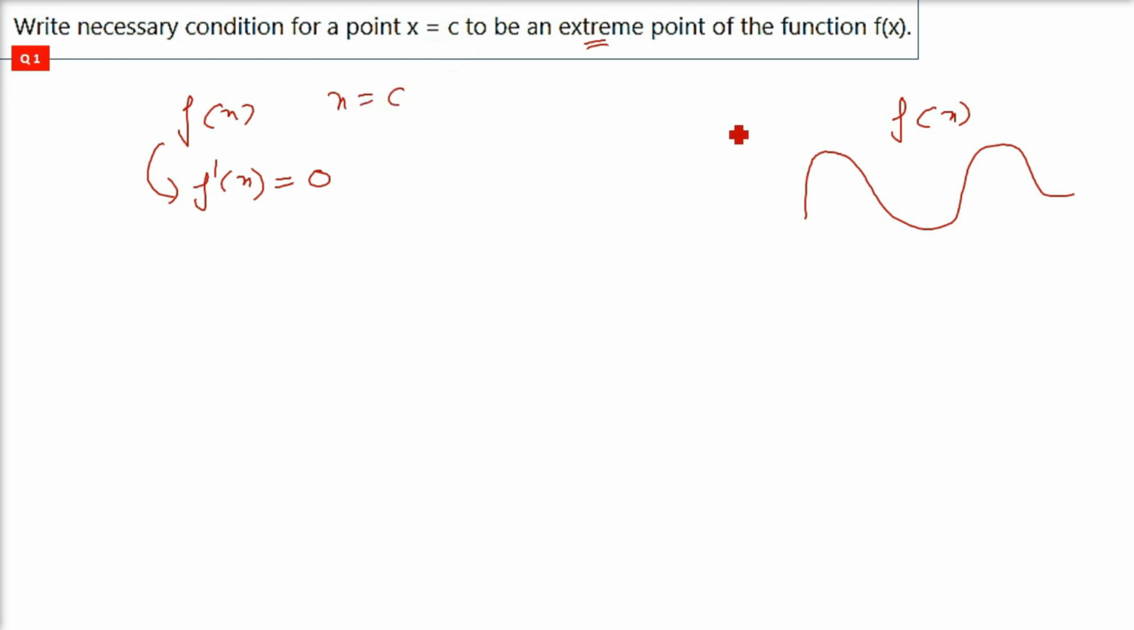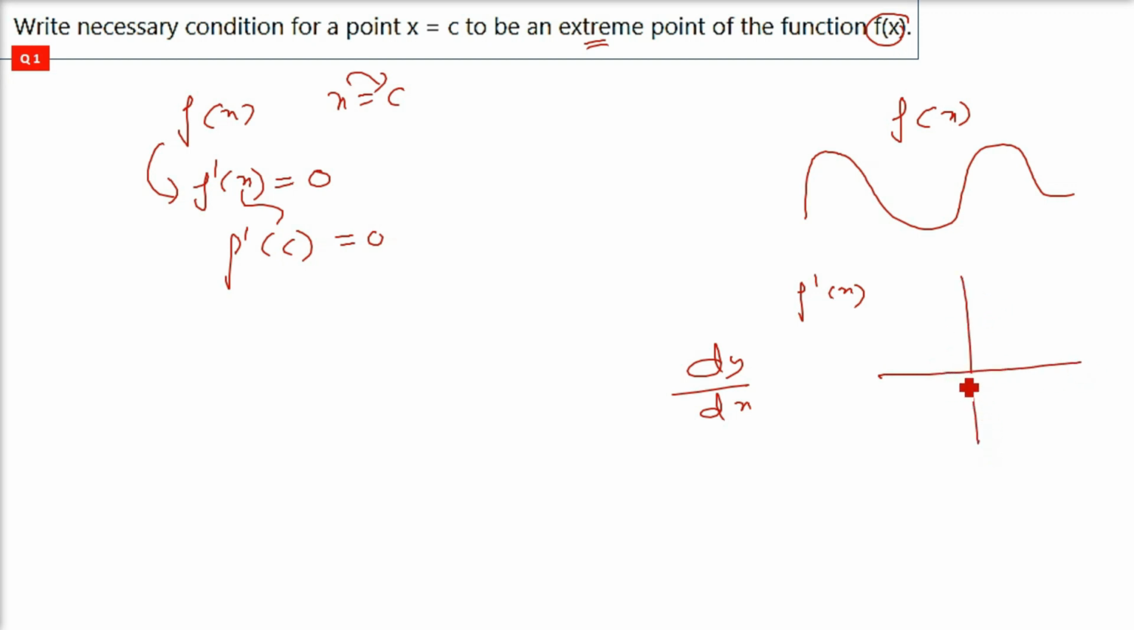But since x equals c, for the extreme point of the function f(x) at x equals c, just replace x by c. That is going to be f'(c) equals 0. So this f'(c) is nothing but dy by dx. Again, for extreme points or critical points, whenever we have a function, we differentiate it and equate it to 0. We try to find those points where the function's slope is 0, and those are the critical points. Then we check for minima and maxima for all these points. That is what we generally do in maxima and minima and differentiation.